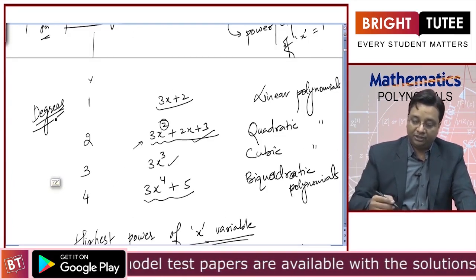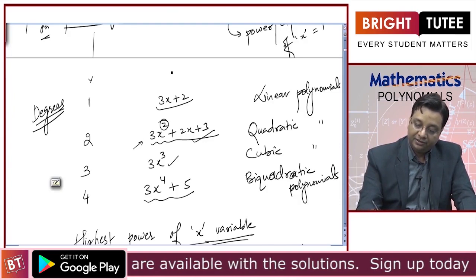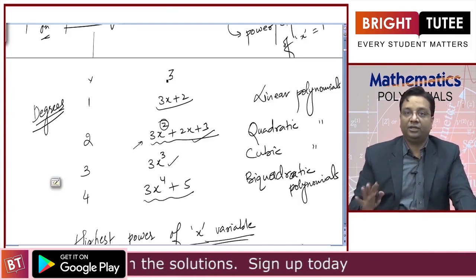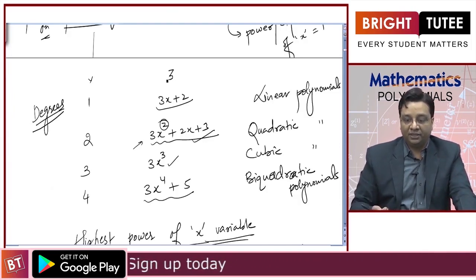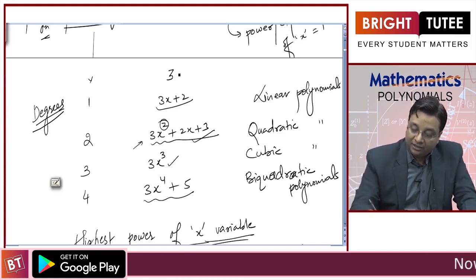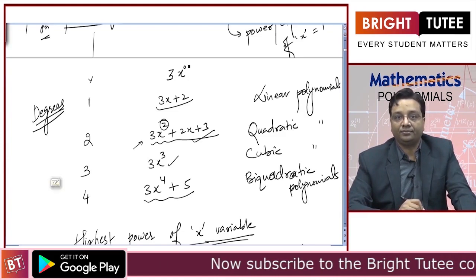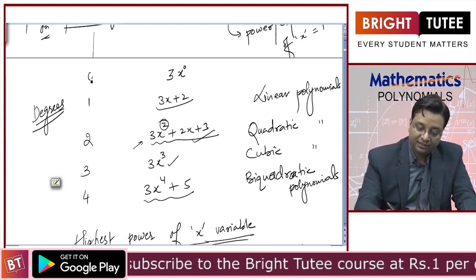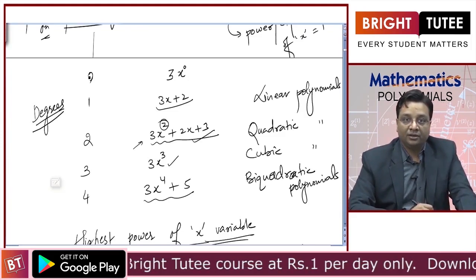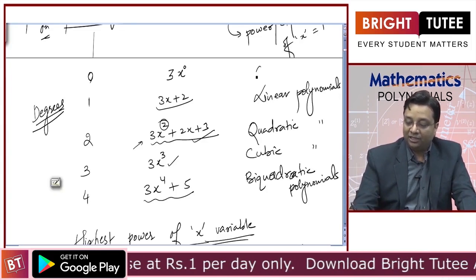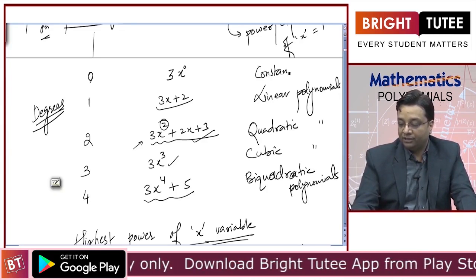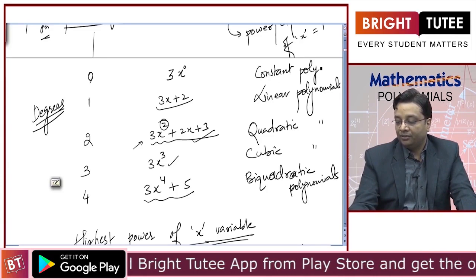Now, let me ask you a question. If I write here only 3 without any x, this is a constant term, but you can imagine in your mind that 3 can also be written as 3x raised to power 0. So, what is the degree in this case? It is 0. And these polynomials are known as constant polynomials.